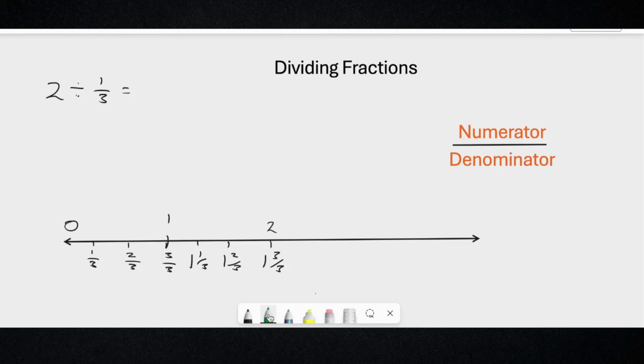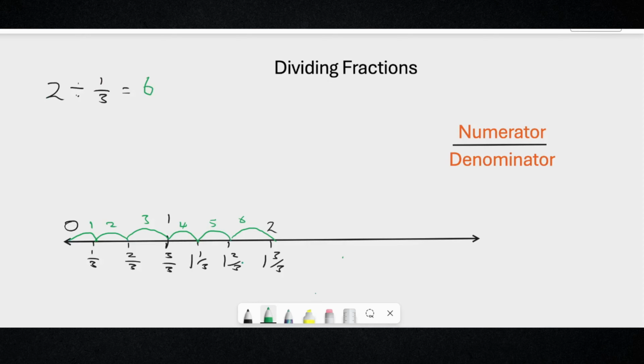So how many 1/3s can go into 2? Well, let's do jumps. That's a third, 1 jump. Another third, 2 jumps. 3. Another third, 4 jumps, 5 jumps, and up to 2, we've got 6 whole jumps. 1, 2, 3, 4, 5, and 6. So the answer is 6 jumps, or 6. So 6 1/3s go into 2.